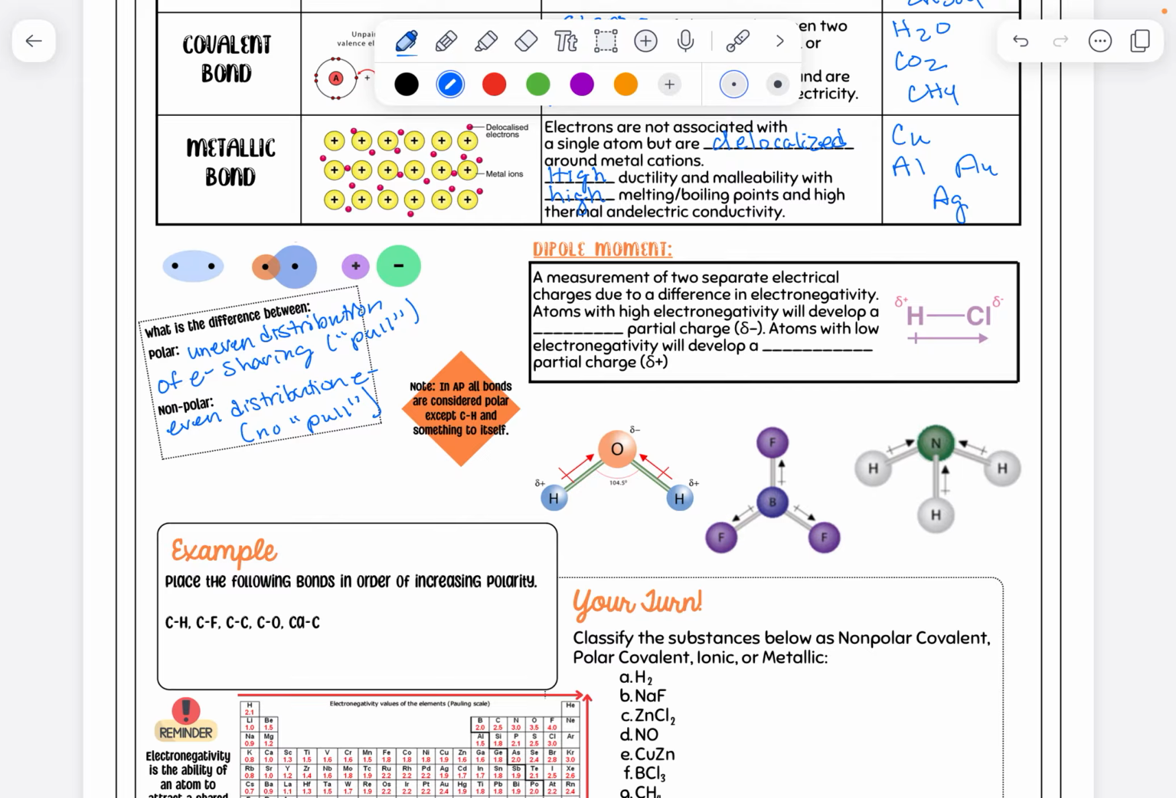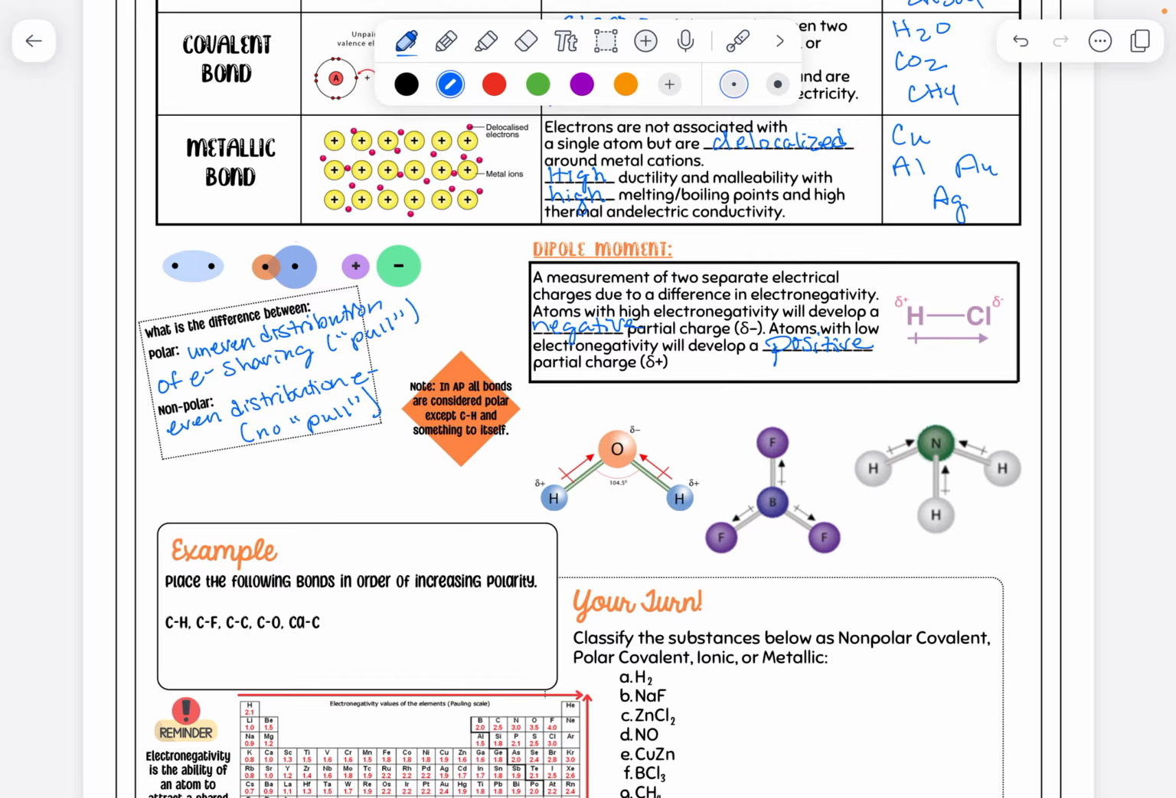And recall when we were into periodic trends, we talked about trends in electronegativity for atoms. Atoms with high electronegativity will develop a negative partial charge, and we signify this with a little delta and a minus, meaning it's got a negative dipole. And atoms with low electronegativity will develop a positive partial charge.